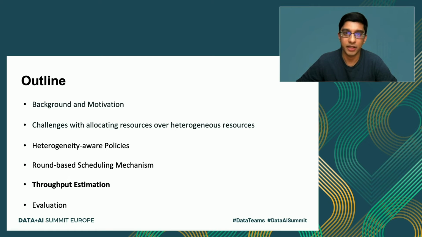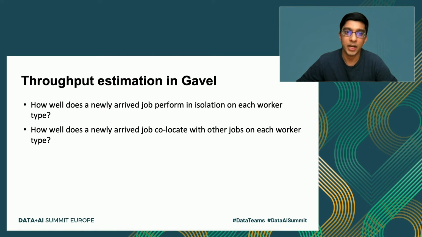So now let's talk about the throughput estimation component in Gavel. There's a couple different questions we want to answer here. The first one is how well does a newly arrived job perform in isolation on each worker type? And if we're interested in space sharing, we also want to think about how well does a newly arrived job co-locate with other jobs on each worker type?